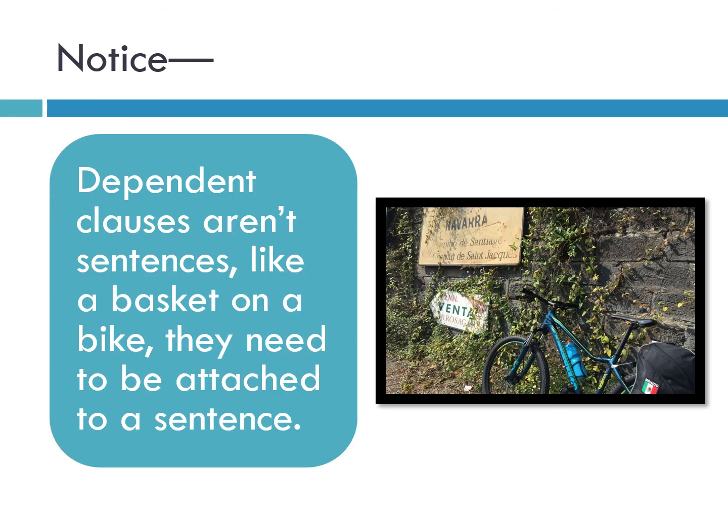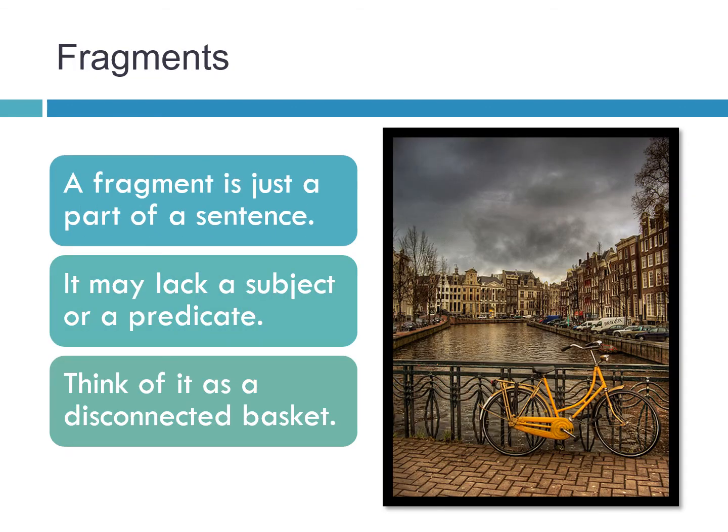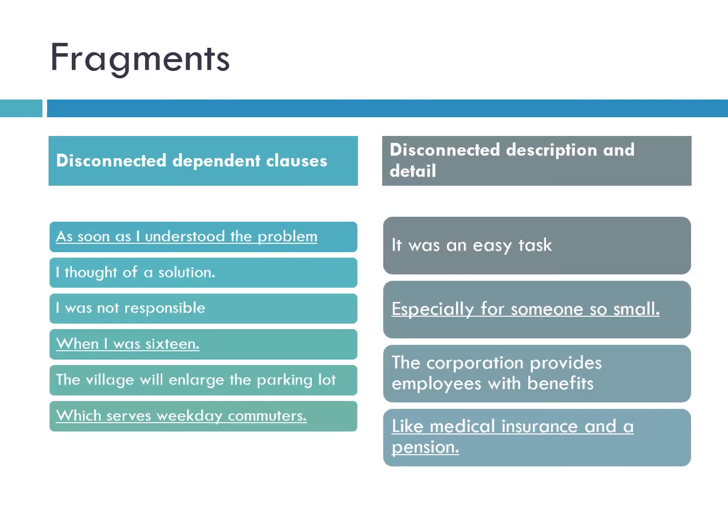Notice that dependent clauses aren't sentences. They are baskets. Sentences are bicycles. Dependent clauses are baskets that we attach to the bicycle. And then a fragment. A fragment is just a part of a sentence. It may lack a subject or a predicate. And again, we have to think of it as a disconnected basket. I'm just giving you information about fragments.